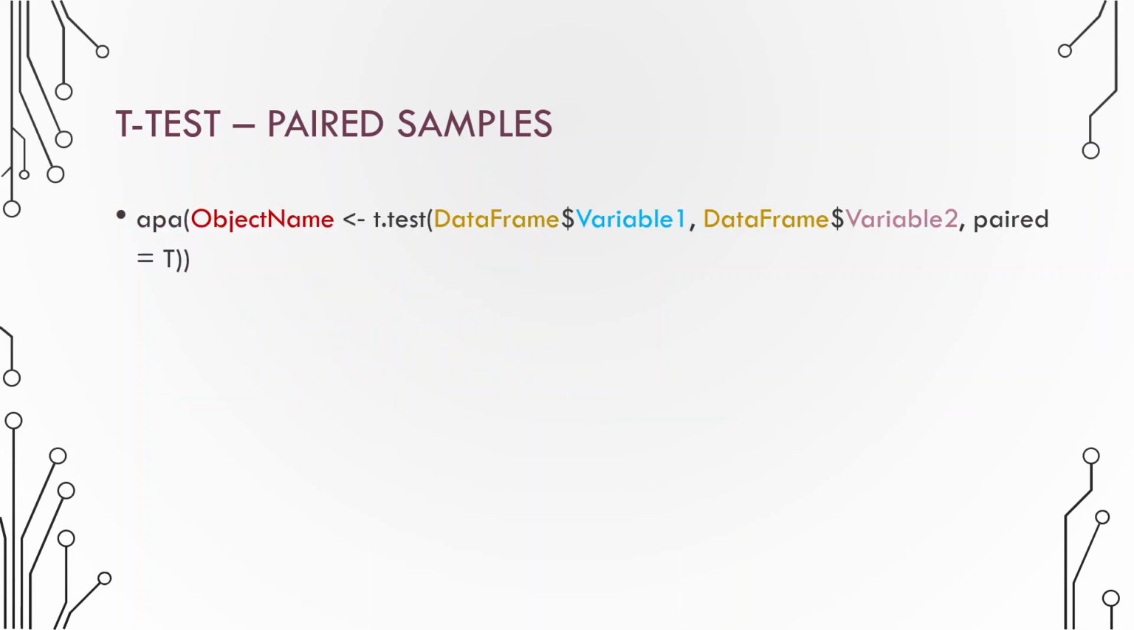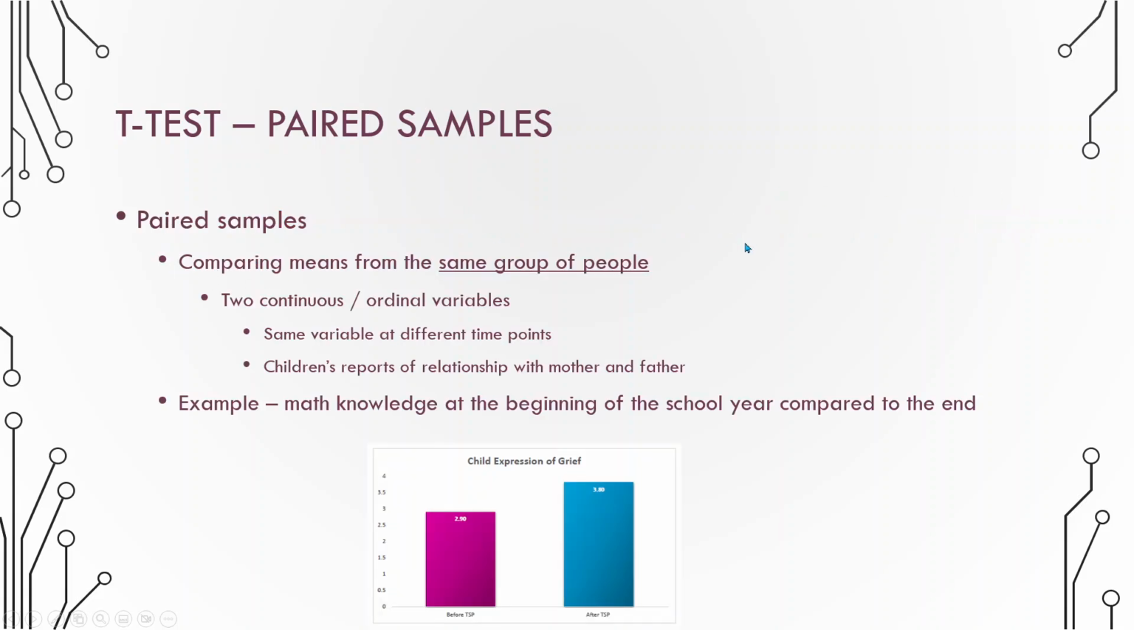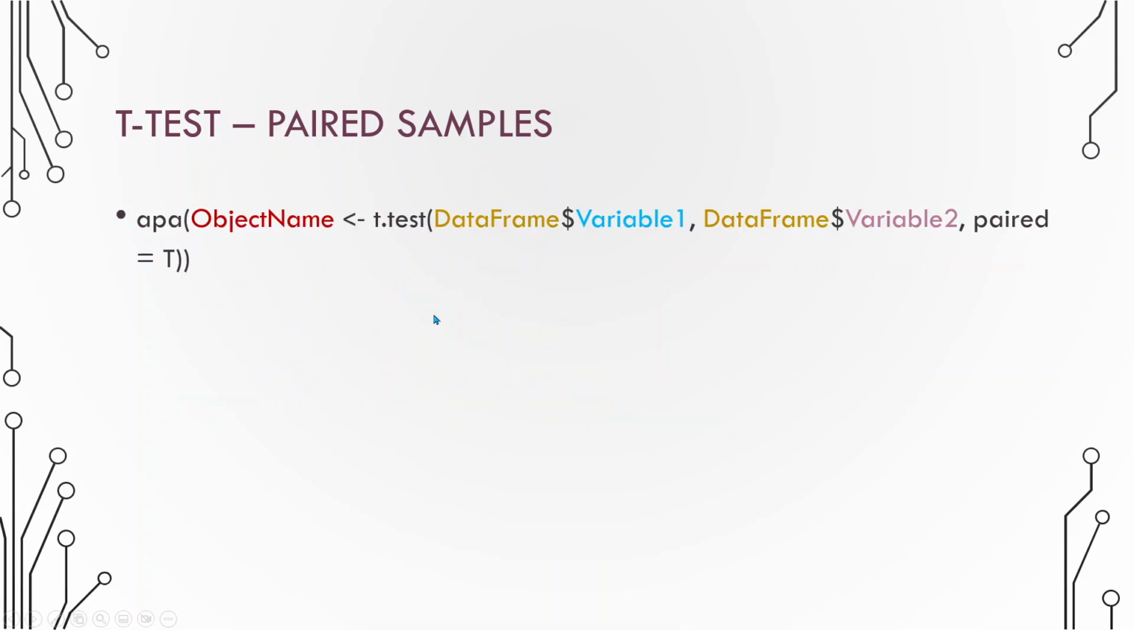Now we're going to use very similar code here as we've used before. Use the APA function. You're going to specify an object name into t-test, and then you're going to list two variables, and then say paired equals true. Now let's jump back one slide here. A key thing is both of these variables are continuous or ordinal. That's a key point. So one continuous or ordinal variable and a second continuous or ordinal variable.